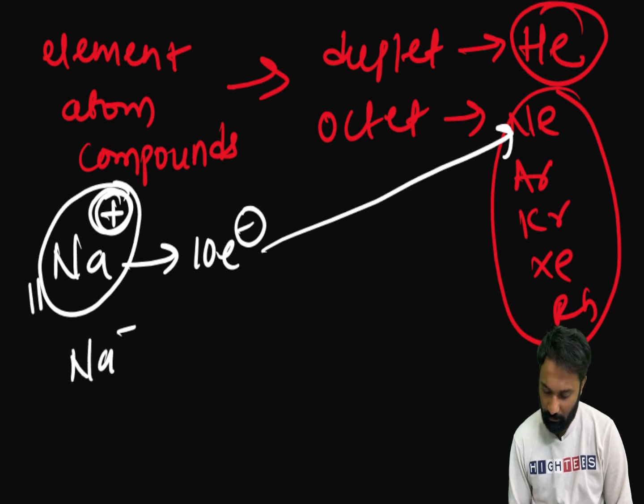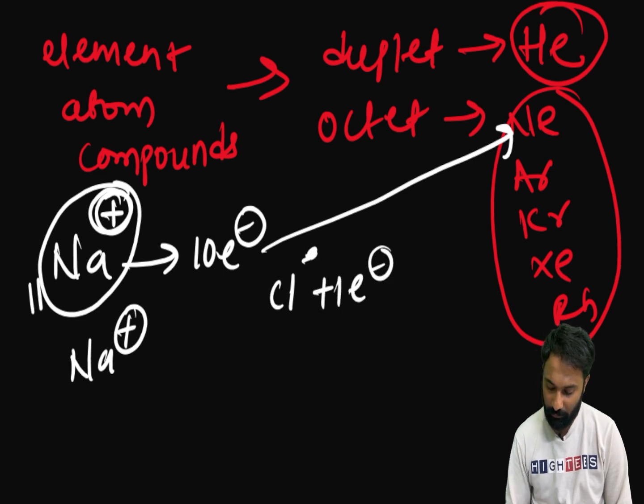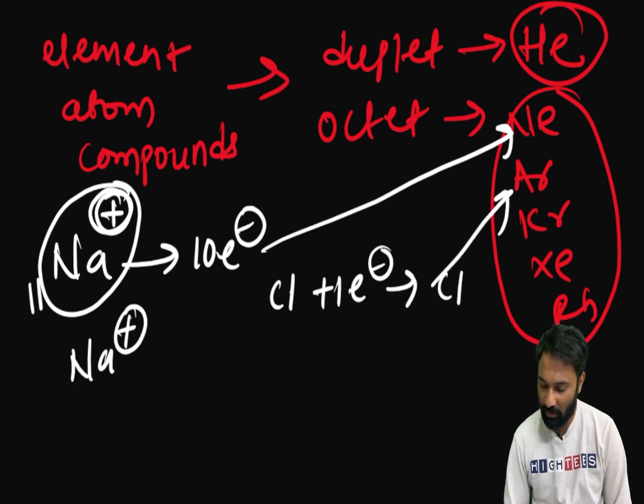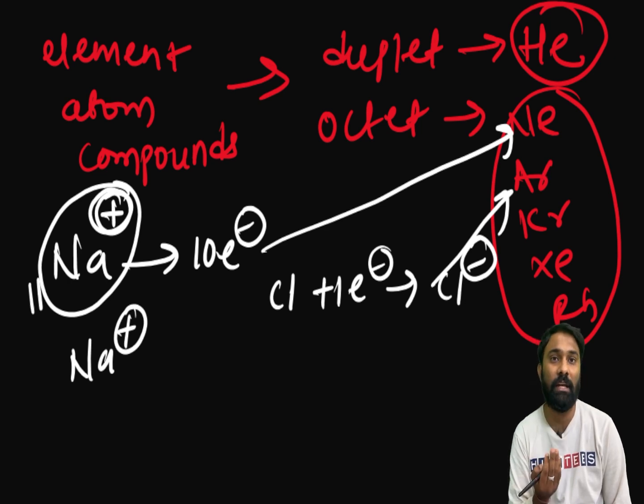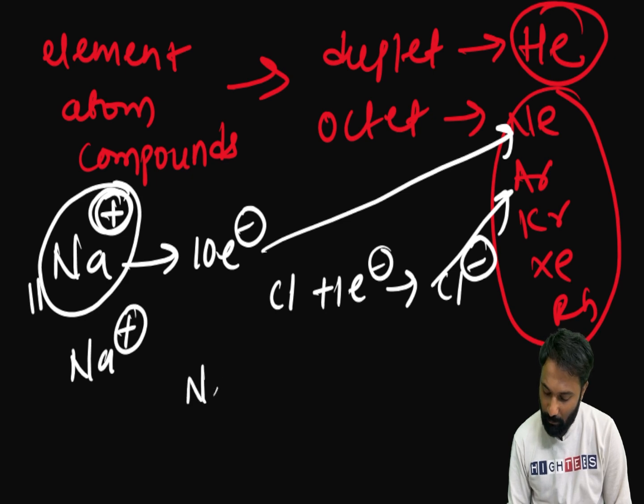So, Na plus comes to Cl minus. Cl, by taking 1 electron, will reach the octet electronic configuration, right? It will reach the argon electronic configuration. You can see sodium's valency electron is 1. It is ready to lose 1 electron, or ready to donate the electron. Cl, if it takes 1 electron, will reach the argon electronic configuration. So it is ready to take the electron. Now these two will combine.